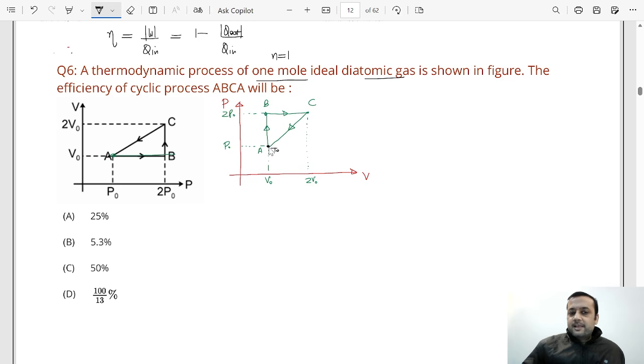Okay, so if I apply PV equals nRT at the point A, it will become P0 V0 equals 1 into R into T0. That means P0 V0 is RT0.